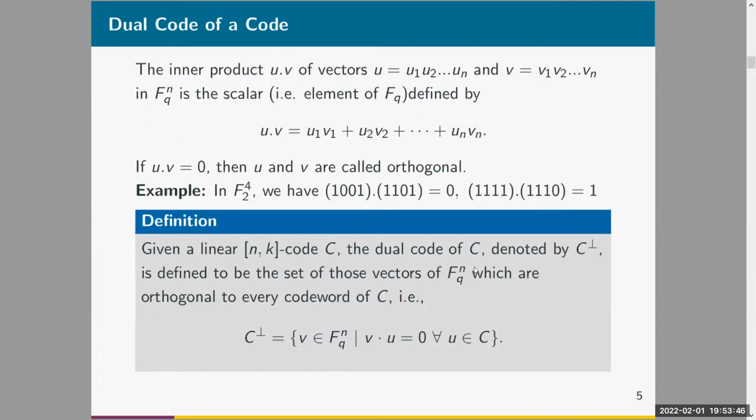Dual code of a code. For this, we consider the inner product of two vectors u and v in F2^n. This scalar is defined as u1v1 plus u2v2, and so on, up to unvn. If its inner product is 0, then these two vectors are called orthogonal. For a linear (n,k) code C, its dual is denoted by C perp, and it is defined as the set of those vectors of F2^n which are orthogonal to every codeword of C.